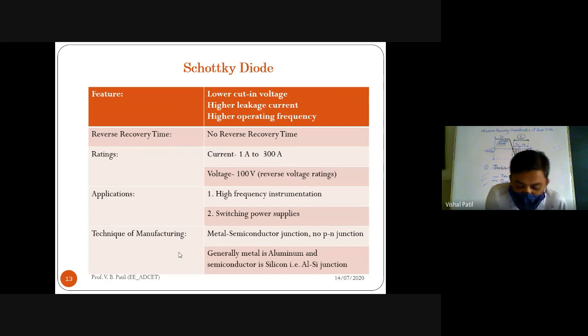Okay, so it is an aluminum silicon junction only, but you cannot say it is a PN junction. It is an aluminum silicon junction. Okay, and its physics is something different. So that's all for today.